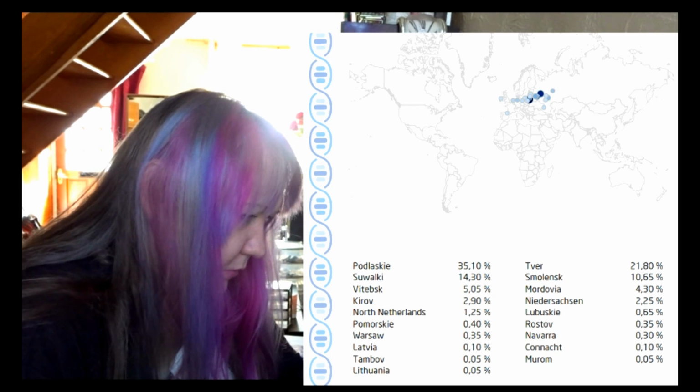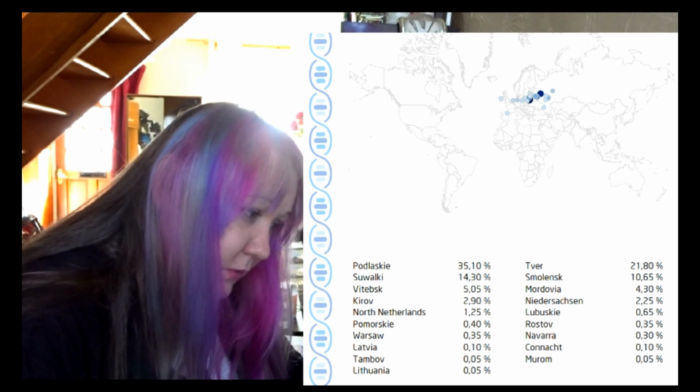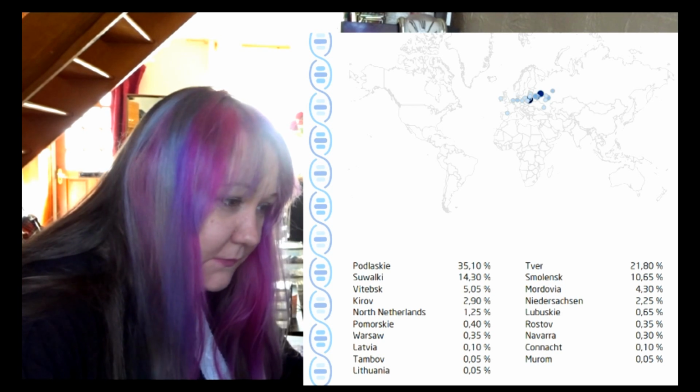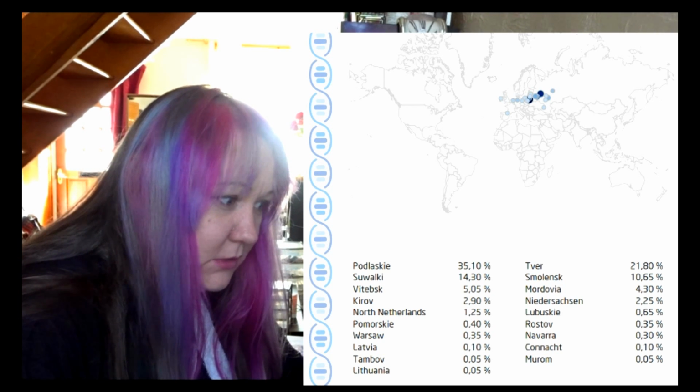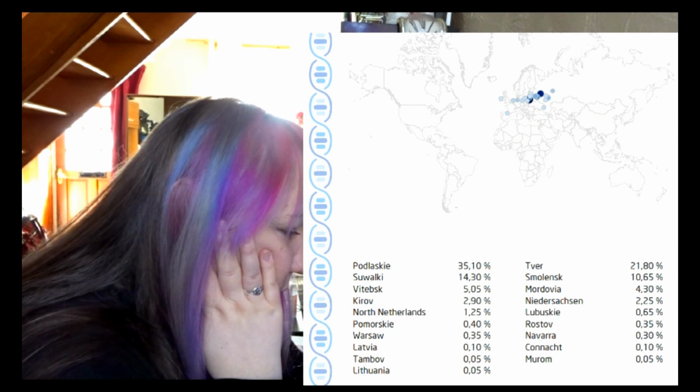Lubuskie, I believe it's in Poland. Rostov, Navarra. So, okay, Navarra, as I found out, is in the part where Basques live. And as I said, on some calculators, some GEDmatch, I have this Basque. I don't know, percentages or something like that. And somewhere else, I also saw some like Spain and Basque something. So. Yeah, maybe.